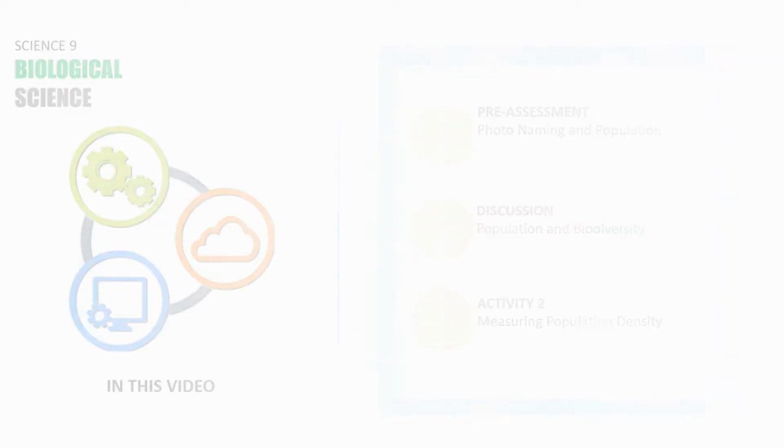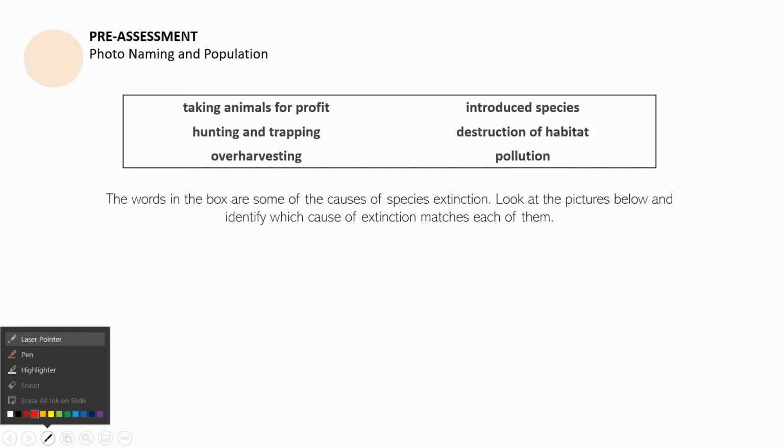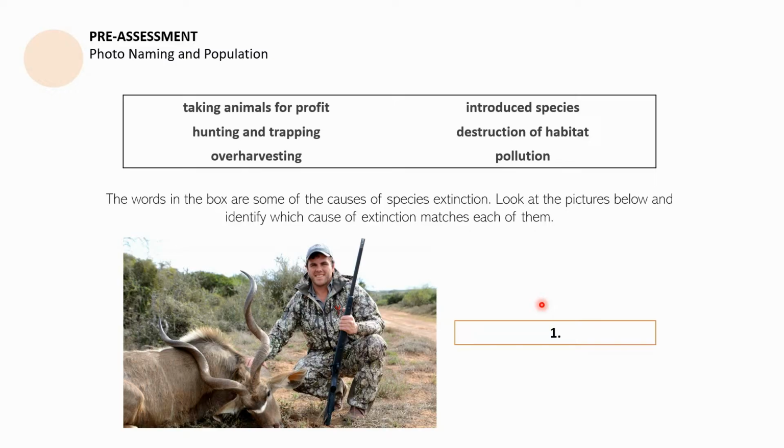Okay, so for the first one, photo naming and population. There are words in the box right here. Let me just get my laser pointer. Right here: taking animals for profit, hunting and trapping, over-harvesting, introduced species, destruction of habitat, and pollution. Okay, and they are some of the causes of species extinction. Now, I want you to look at the pictures below that I'll be presenting you, and then identify which cause of extinction matches each of them.